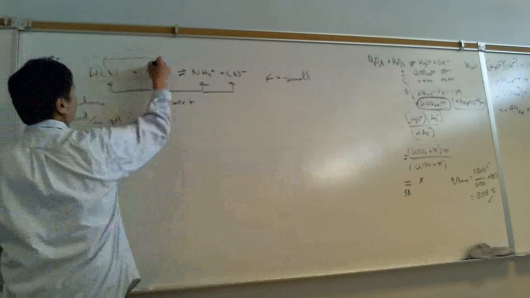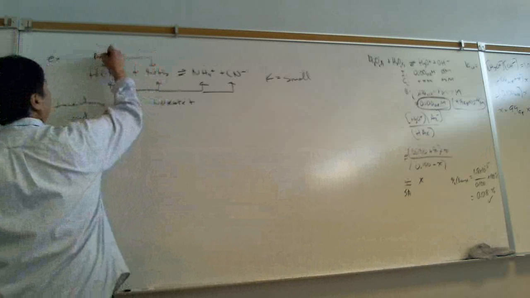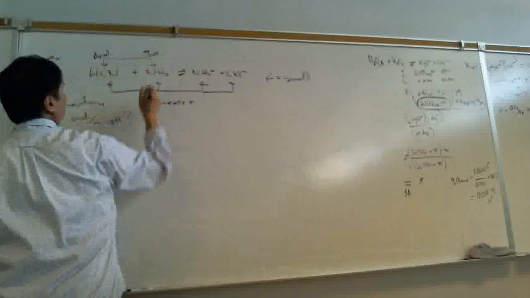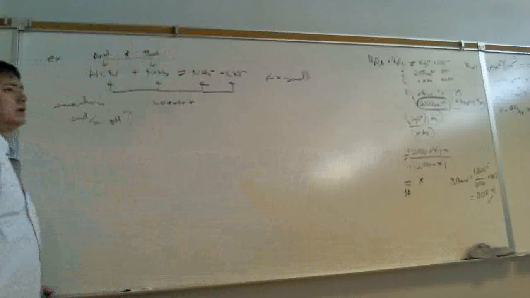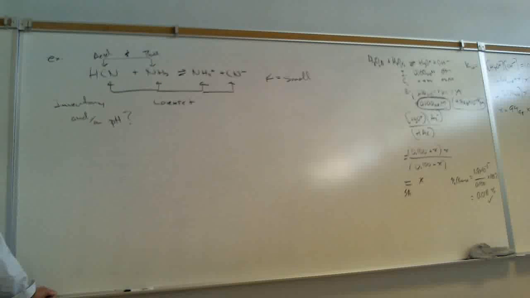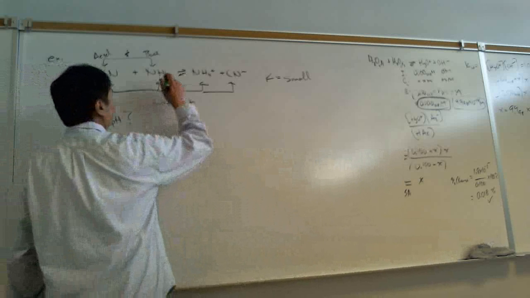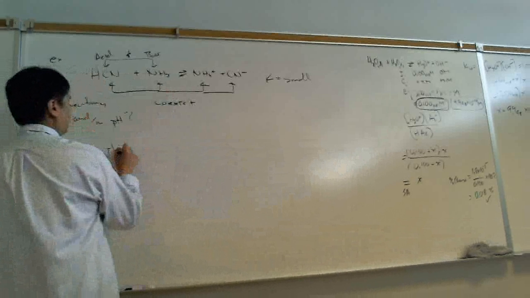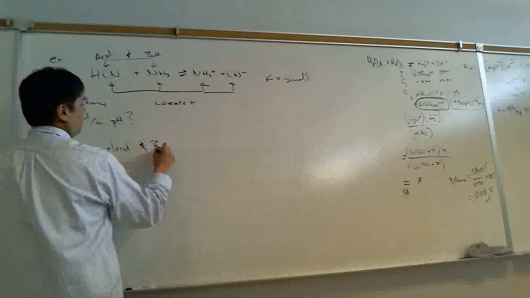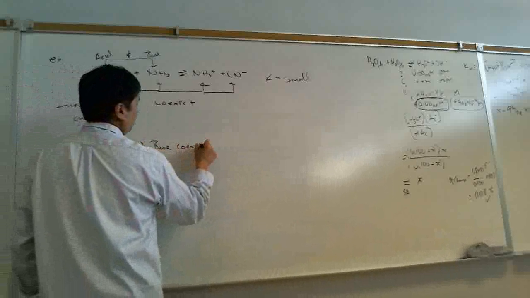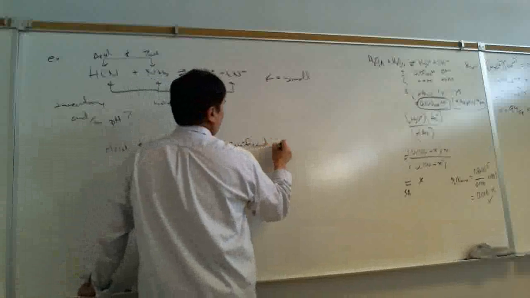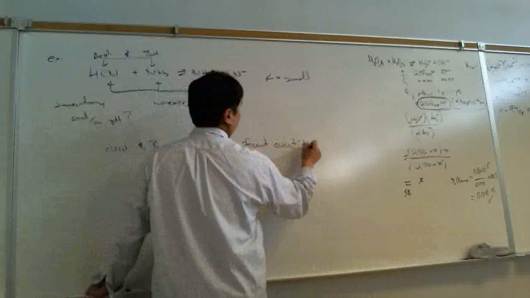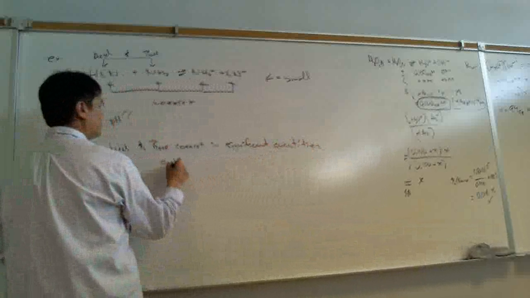And so if we look at these, this is an acid, this is a base. And so we have this acid and base coexist in the same solution. When we have an acid and base coexist like this in significant quantities, we call it a buffer solution.